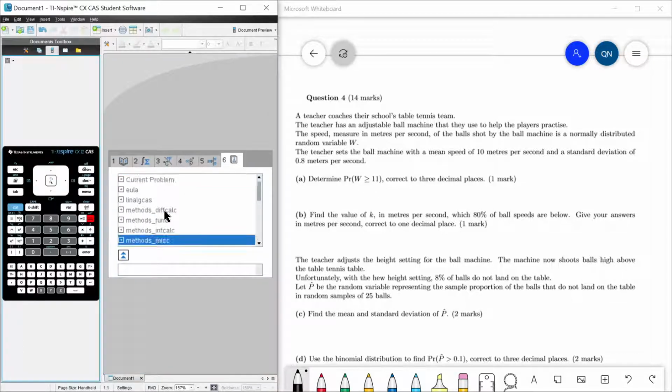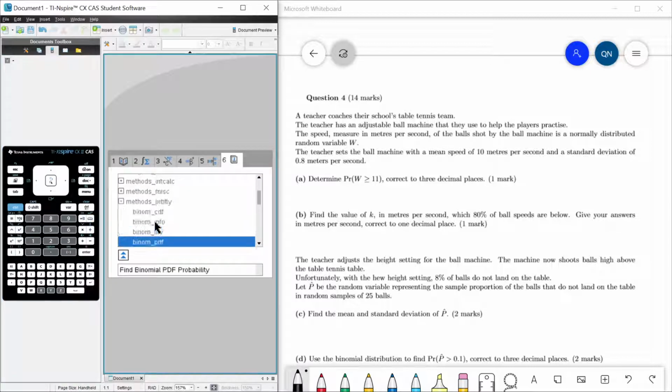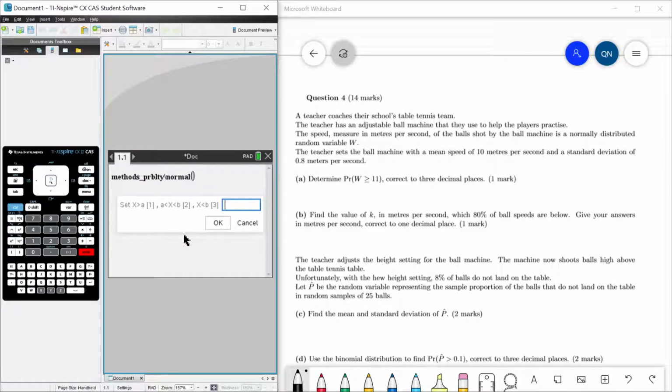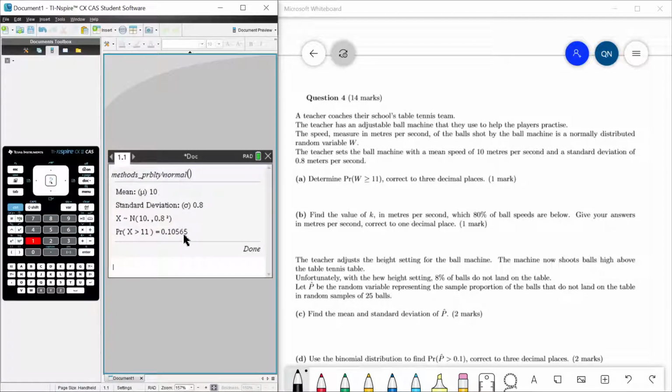So we're going to go to our catalog, let's go to methods probability, and go to normal distributions, find probabilities, click enter. This is a greater than or equal sign, so we'll just go for option 1. The mean is 10, standard deviation is 0.8, and the A value is 11, so we get 0.105. This is to 3 decimal places, so 0.106.